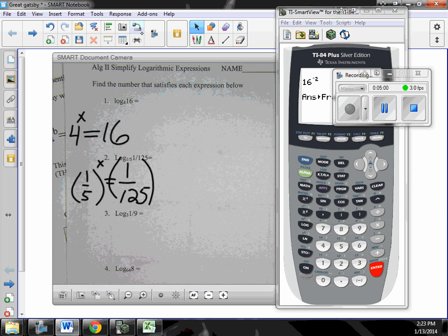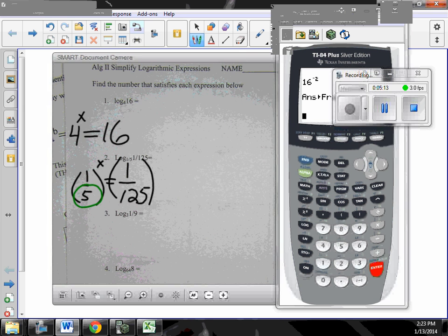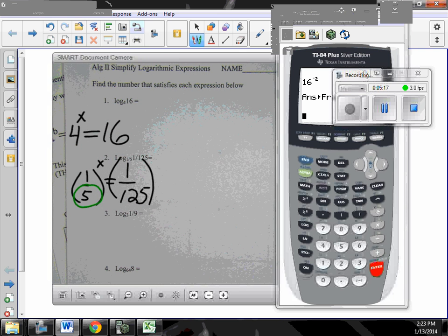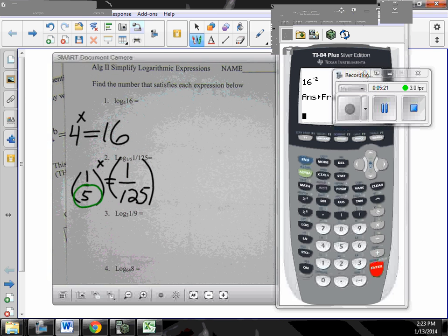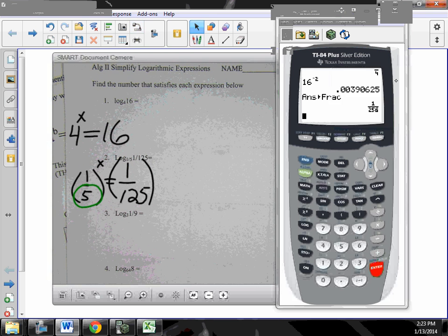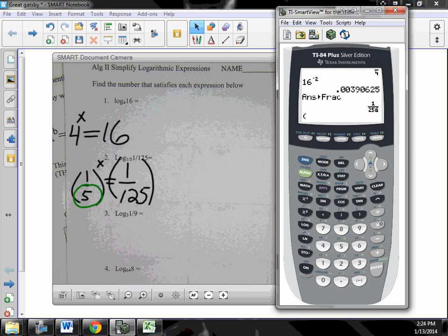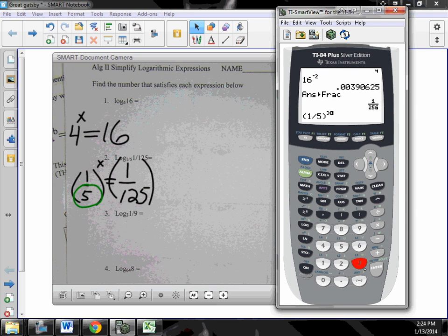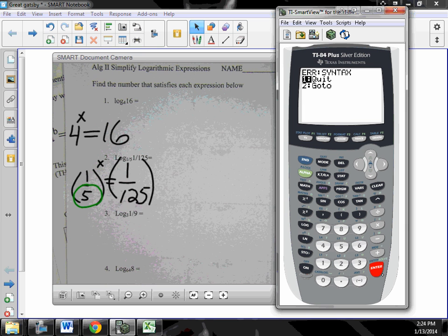What's bigger, 1/5 or 1 over 125? 1/5 is bigger, but that's not what we're talking about. We're talking about the 5. Did the 5 get bigger or smaller? Bigger, so it's a whole number, or a number bigger than 1, actually. So 5 to what power is 125? To the third. So I can double check this in my calculator by doing 1/5 raised to the third, math fraction. I should get 1 over 125.